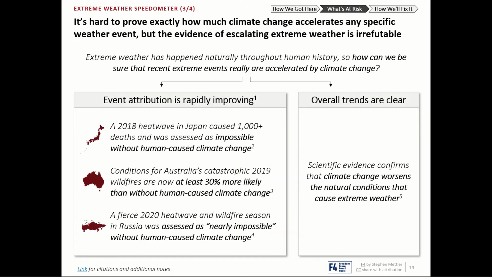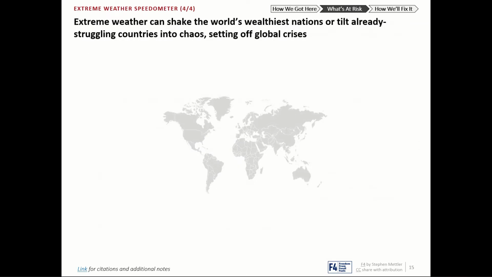This slide covers how we know that these trends are driven by climate change, because extreme weather has happened naturally throughout human history, but climate change is now getting so severe and science is improving enough that we can now conclusively show that events happening today would not have been possible before human-driven climate change.